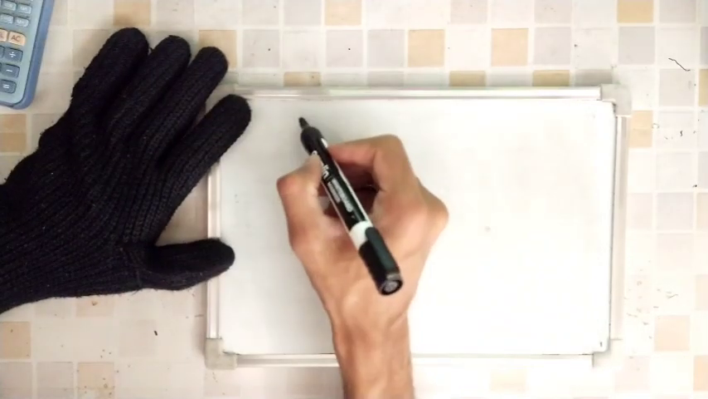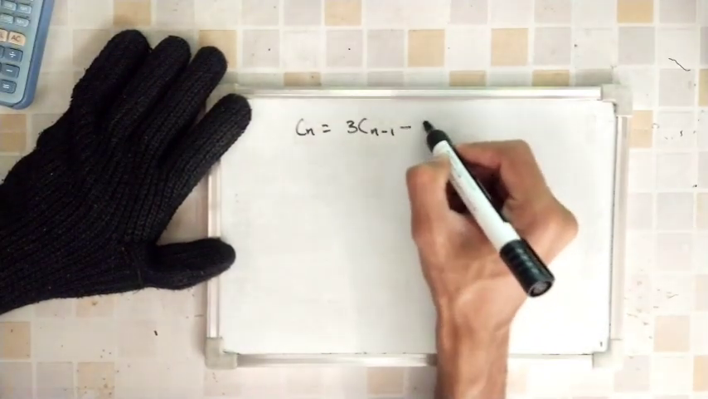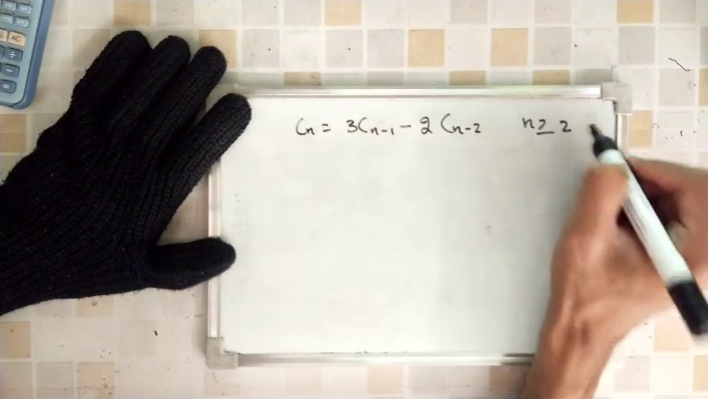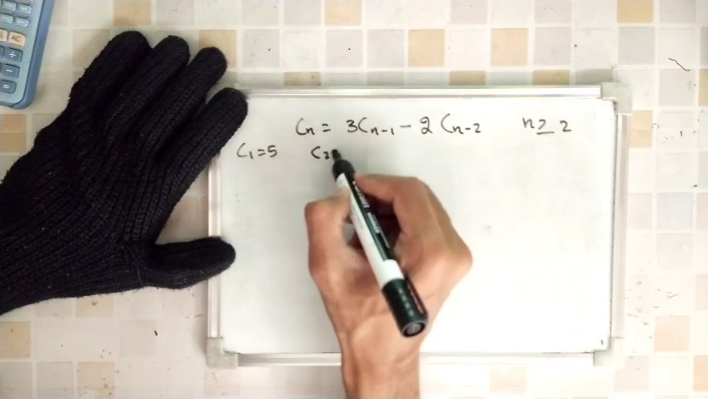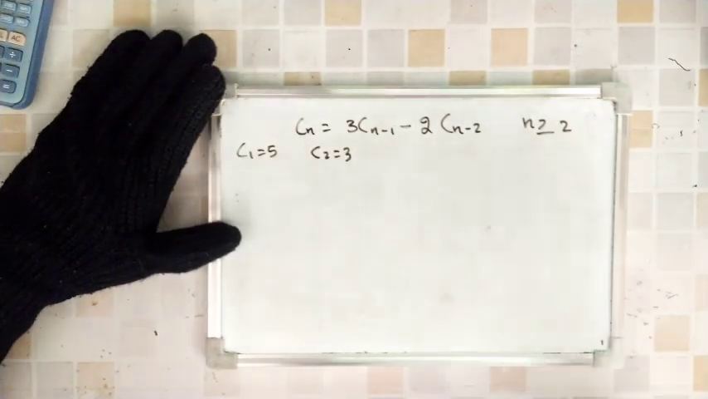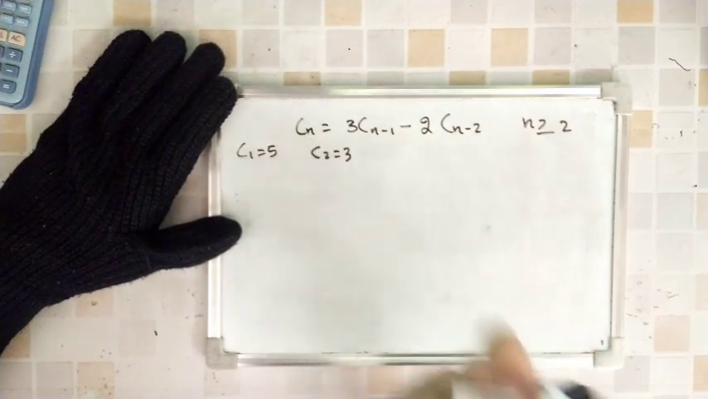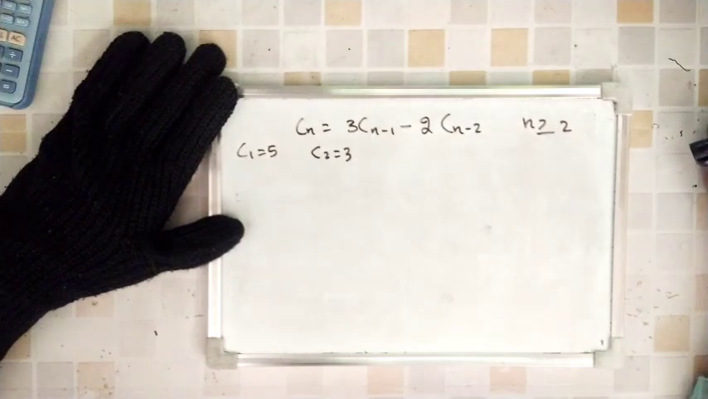Then I have solved the recurrence relation. Cn is equal to 3 Cn minus 1 minus 2 Cn minus 2 for n greater than or equal to 2, and they have also given C1 is equal to 5, and C2 is equal to 3. Now how will I solve this? First I will consider these values. Okay, n is equal to like that I will assume now. So now see here, let us see this question.